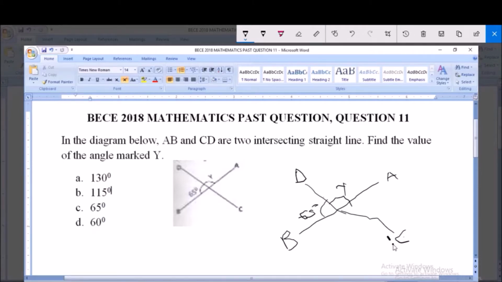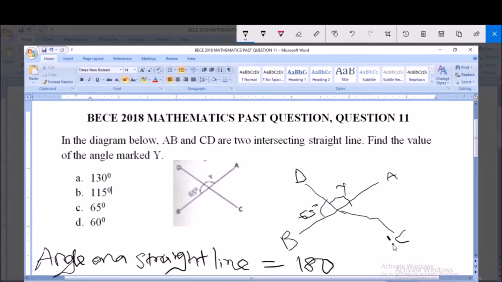Now let's look at this critically. Line AB is a straight line, and like we know, angles on a straight line equal 180 degrees. Line AB is a typical example of a straight line, like the question told us. Now we have two angles on this straight line. Therefore, when you sum these two angles together, it must give you 180 degrees. One of these angles is known, which is 65 degrees, but the other is unknown, which is Y.